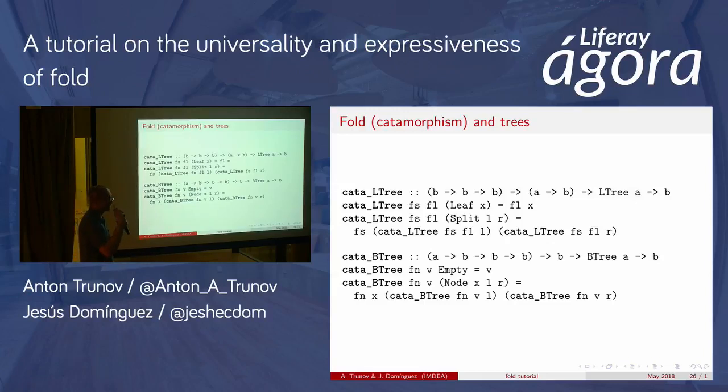But I've not said anything about my first condition. Do you remember the first condition? The one that said that your fold should behave like the identity when applied on the constructors of your data type. So what happens if I switch these two things in here? If I say no, I will recurse on the right tree and insert its result here, and then put this in here. What do you think will happen?